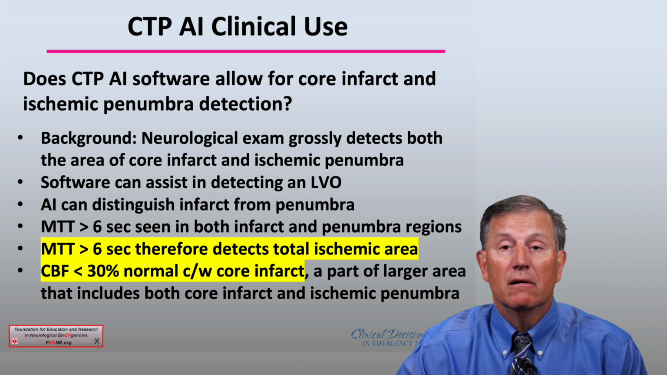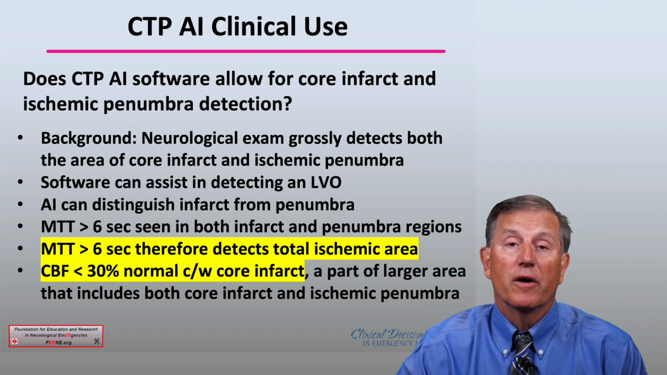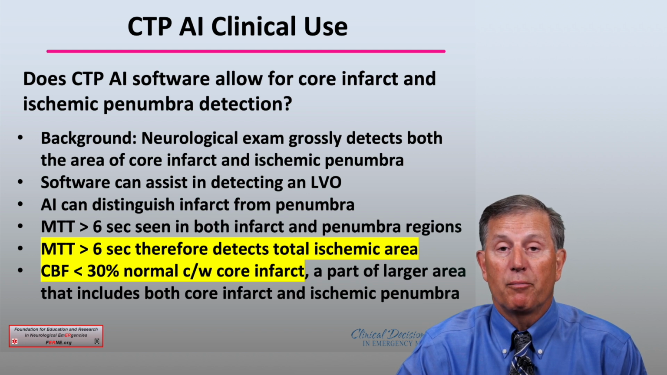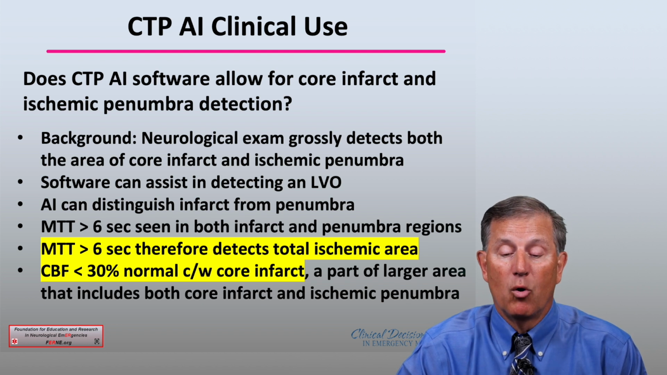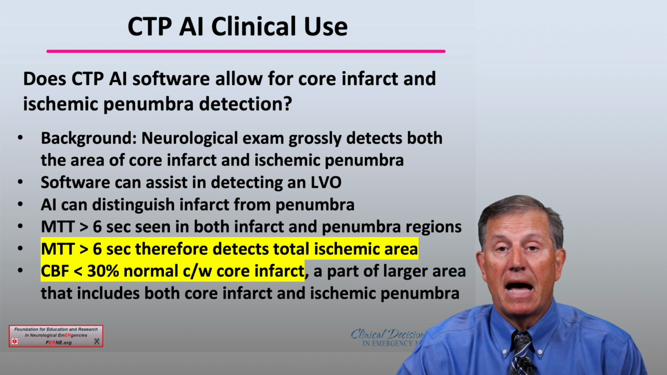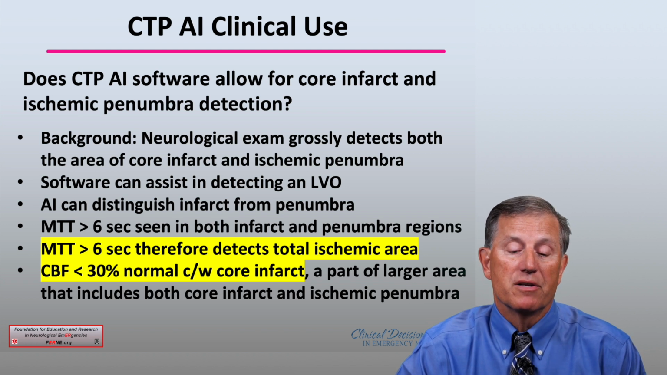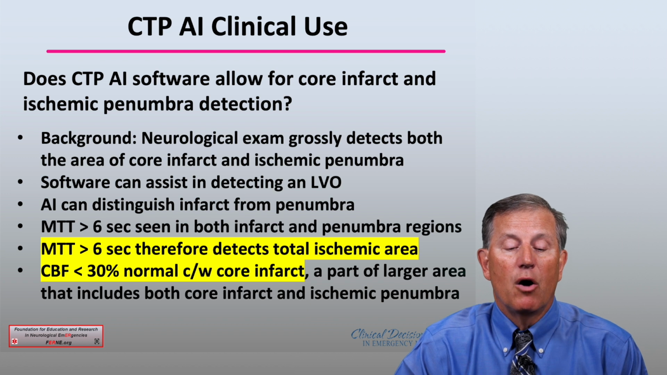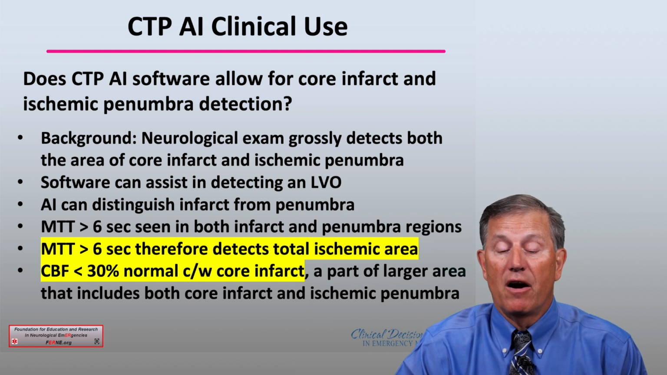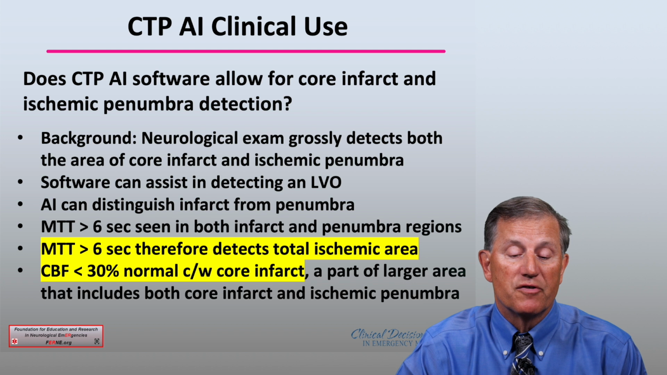Despite the fact that clinically we can detect that, the AI software does assist us in detecting the presence of an LVO and the resultant large ischemic penumbra, which would prompt us to go on to more aggressive therapies even beyond the 4.5 to 6 hours following the stroke ictus. We do know that AI can distinguish the infarct from penumbra, which of course is useful.